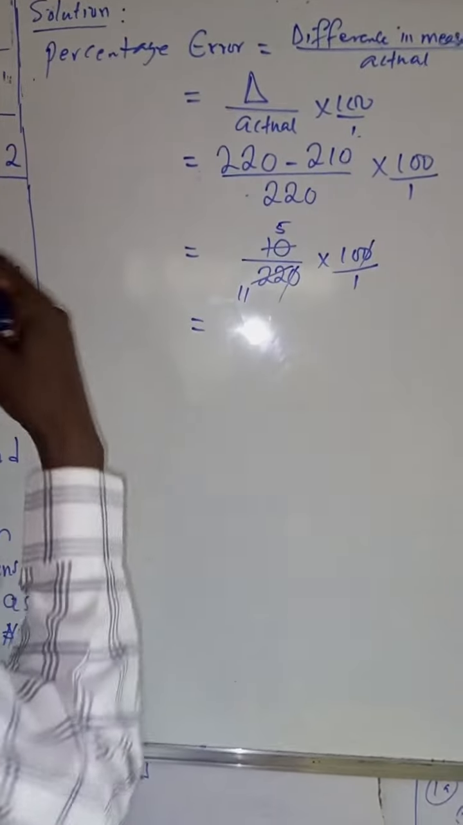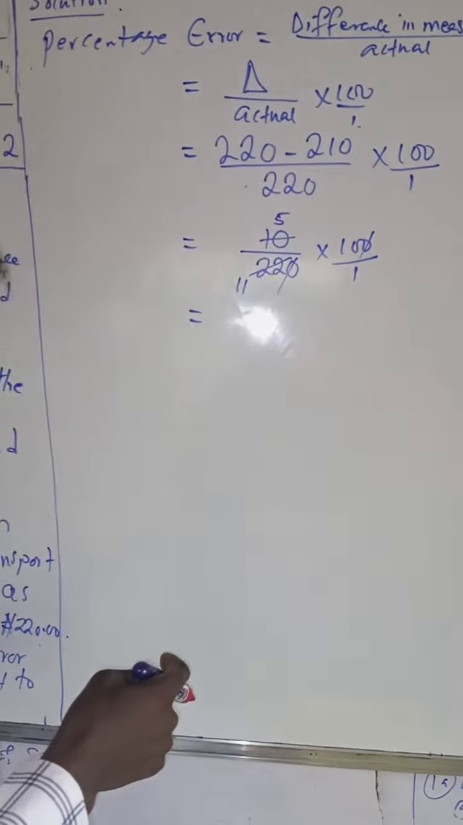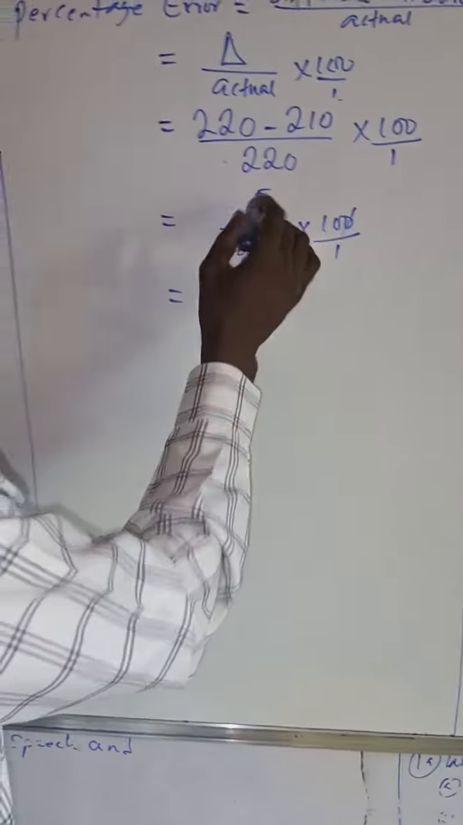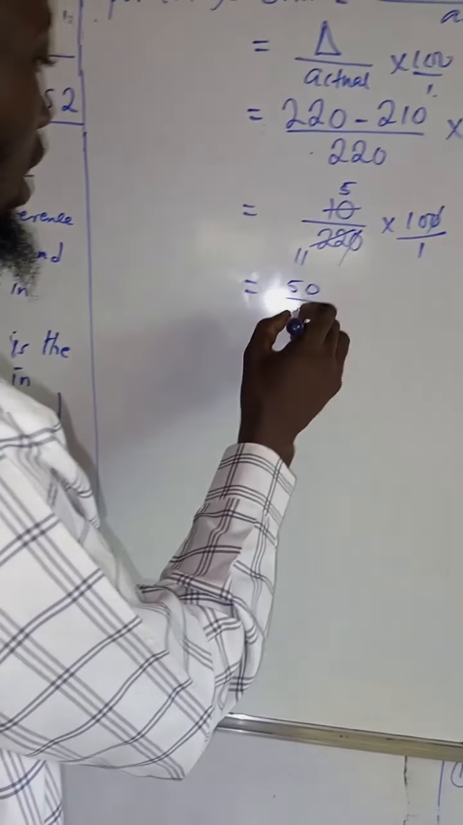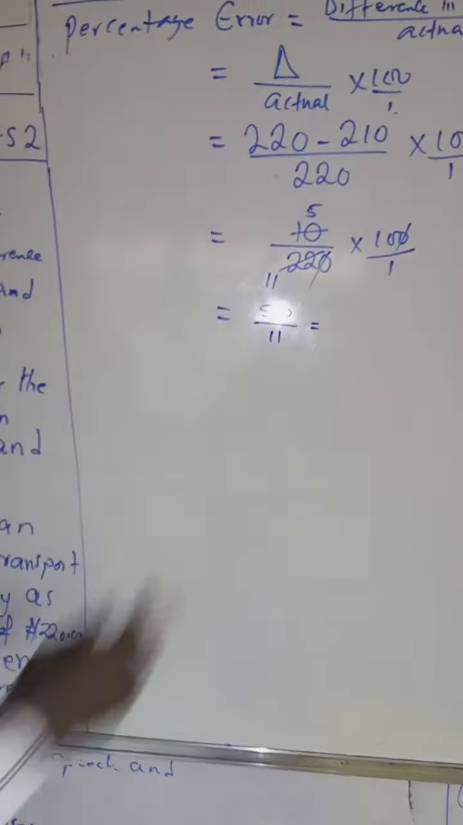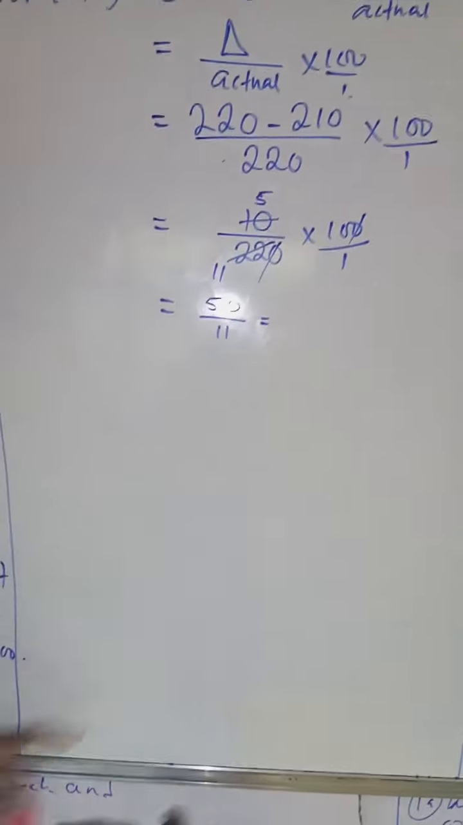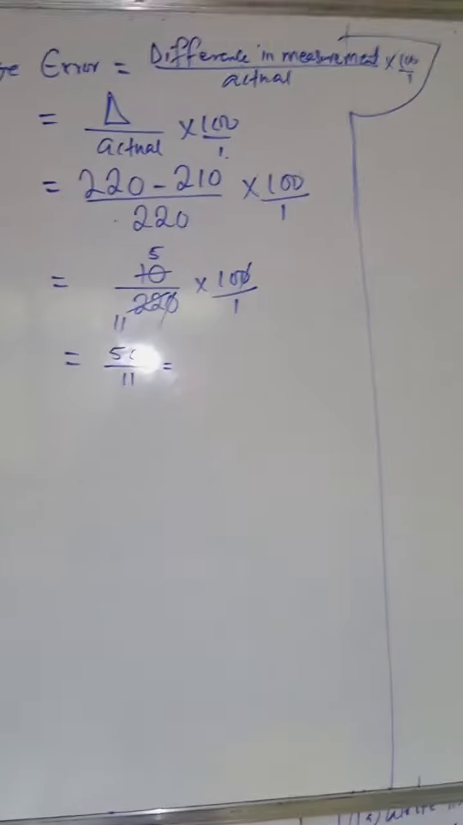Now let me move on. What will I have? 10 times 5, that's 50 all over 11. 50 all over 11. Since they said I should leave it in 3 significant figures, it means I must put my answer in decimal.